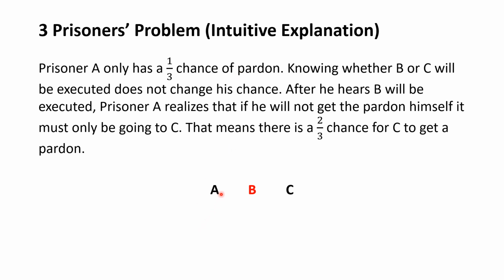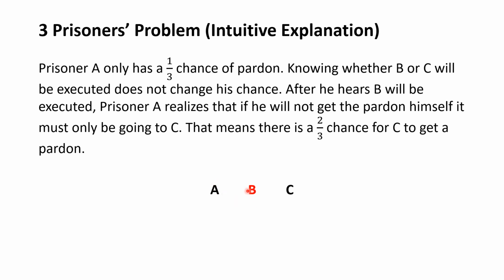Look at it this way. If you have A, B, and C here, and let's say B is going to get pardoned, the warden does not randomly pick between B and C to tell A the outcome. He doesn't flip a coin and it comes up B and he says, all right, B is going to be pardoned, and he tells A that. Then A would know 100% that he is going to get executed.